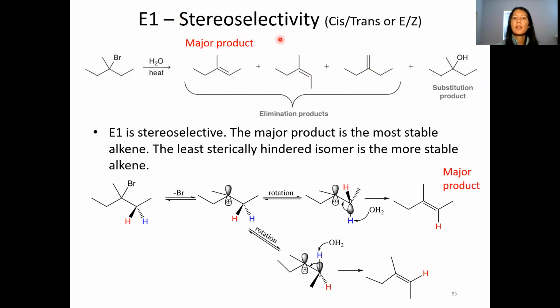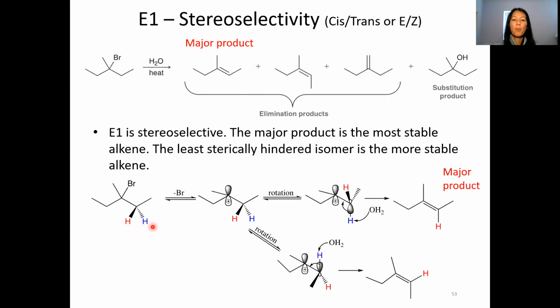This is stereoselectivity, though, that I'm talking about in this slide, which means is it cis or trans, or E or Z. The one that's going to form most is the one that has the less steric hindrance, the more stable. So you guys have already covered cis is higher in energy and less stable than a trans, because the trans is less steric, they can get farther away. So if we take this substrate, you have these 2 hydrogens that can be removed.